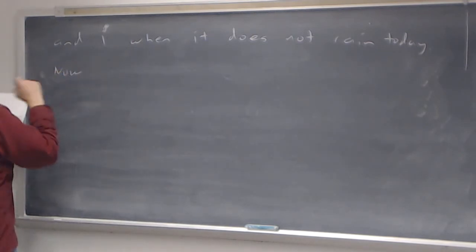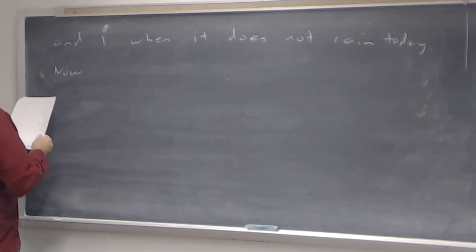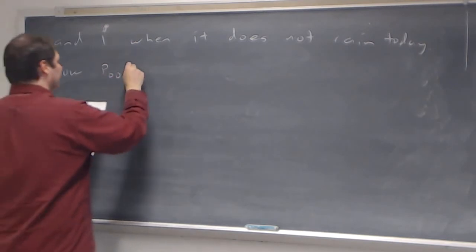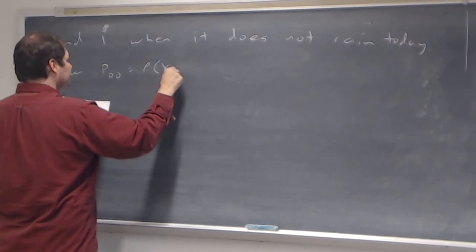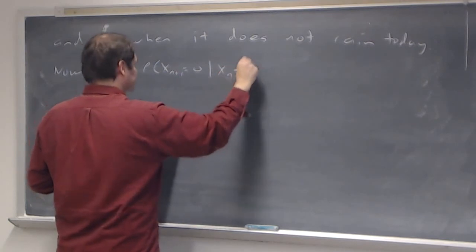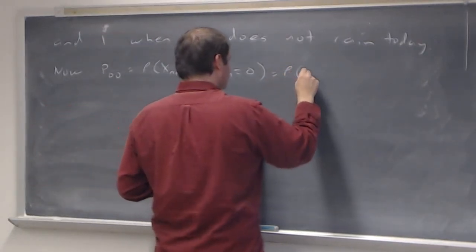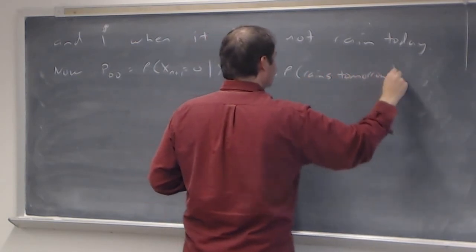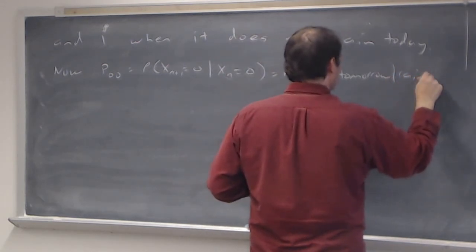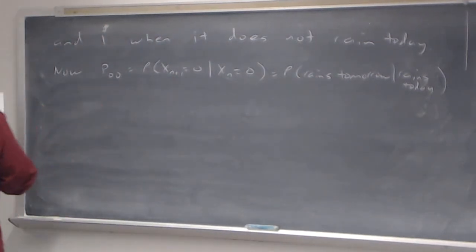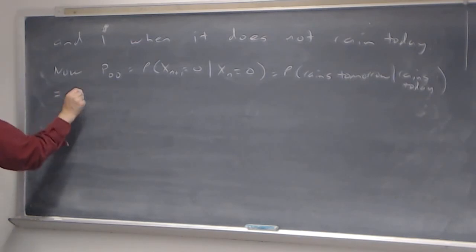Now, in terms of getting these transition probabilities, here P of 0, 0. What is that? That's the probability of X of n plus 1 equaling 0, given X of n equals 0, and that's the probability that it rains tomorrow, given that it rains today. And in the problem, it says that's alpha.